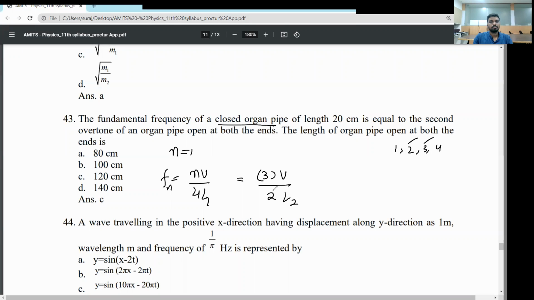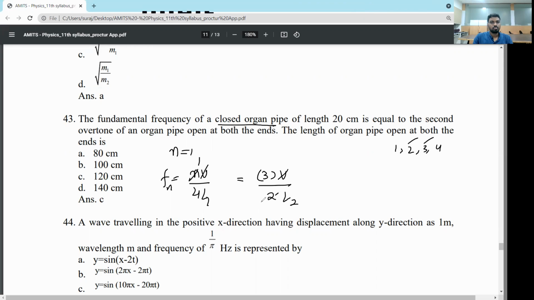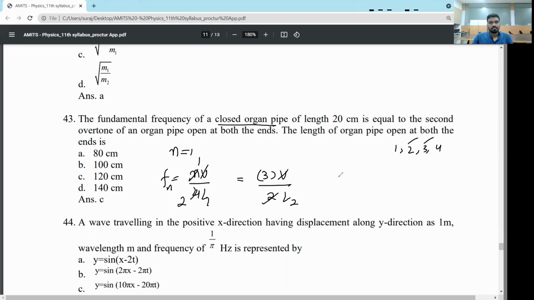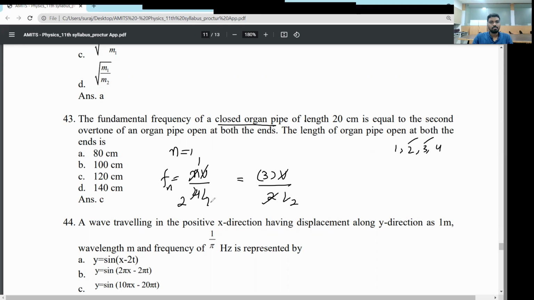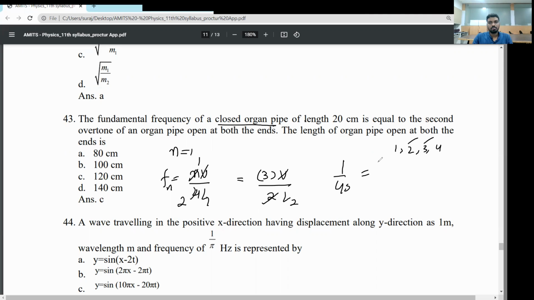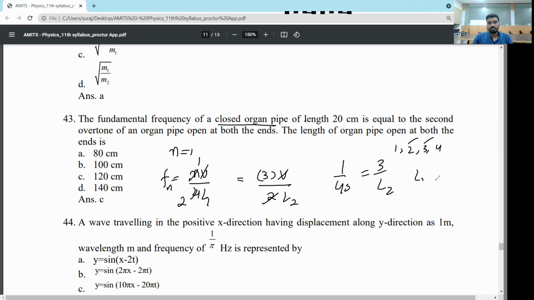L1, this is L2. v gets cancelled, n is given 1. Length L1 is given as 20, so 4L1 is 40. 1 by 40 equal to 3 by L2. L2 is equal to 40 into 3, that is 120. Options.